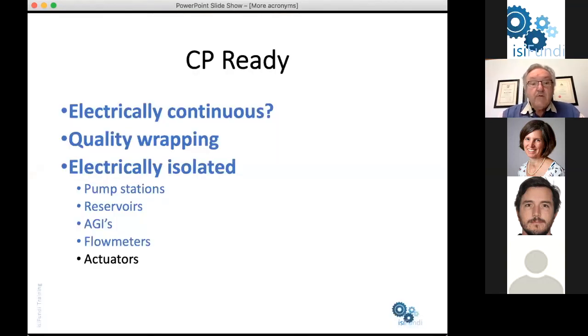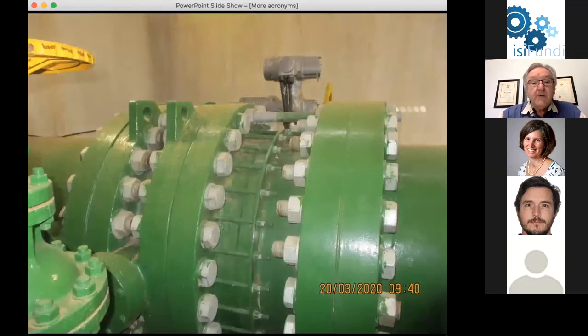A relatively recent challenge that has come up is that of electrical actuators on valves. At one stage, it was possible to isolate these electrically from the valve structure or the valve body, but manufacturing principles have changed, and these are now integral with the valves. And it has meant that in order to isolate this electrical device from the system, we actually have to insulate the entire valve from the pipeline.